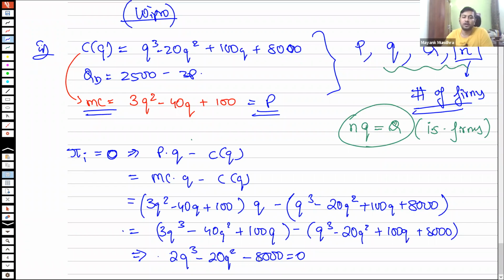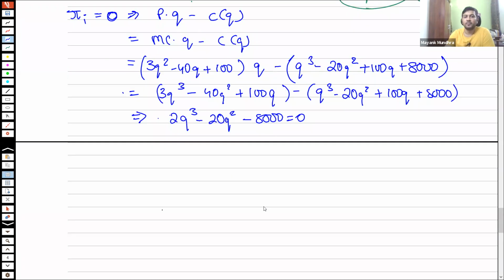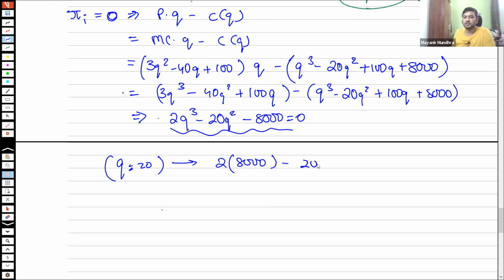Now I have to find the roots of this cubic. Obviously, I'm going to do some substitution and see. So q equals 20. At q equals 20, is this going to solve itself? Twice 20 cube is 16,000, minus 20 into 20 square, which is 400, minus 8,000. So that equals 0. So q equals 20 is a solution.